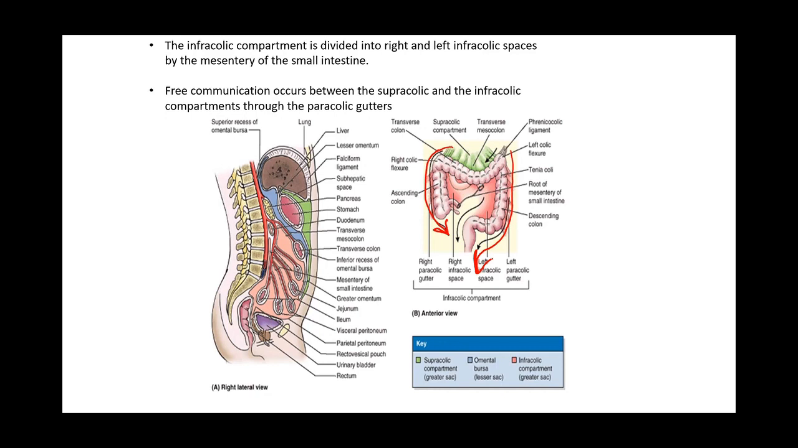And of course, we said the infracolic compartment is divided into right and left by the mesentery. Remember this mesentery that we say is 15 cm from L2 to the sacroiliac joint, if you have not forgotten.